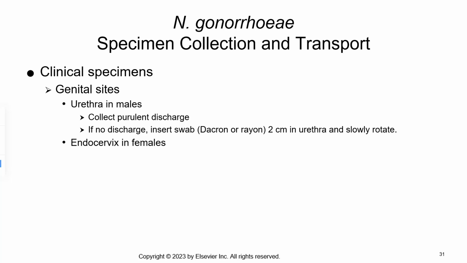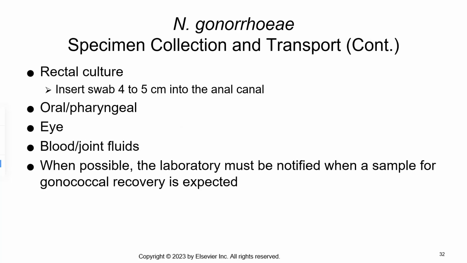Clinical specimens from genital sites: the urethra in males. Collect purulent discharge. If no discharge, insert the swab 2 centimeters into the urethra and slowly rotate. And the endocervix in females. For a rectal culture, insert the swab 4 to 5 centimeters into the anal canal. Other specimens include oropharyngeal, eye, blood, and joint fluids.